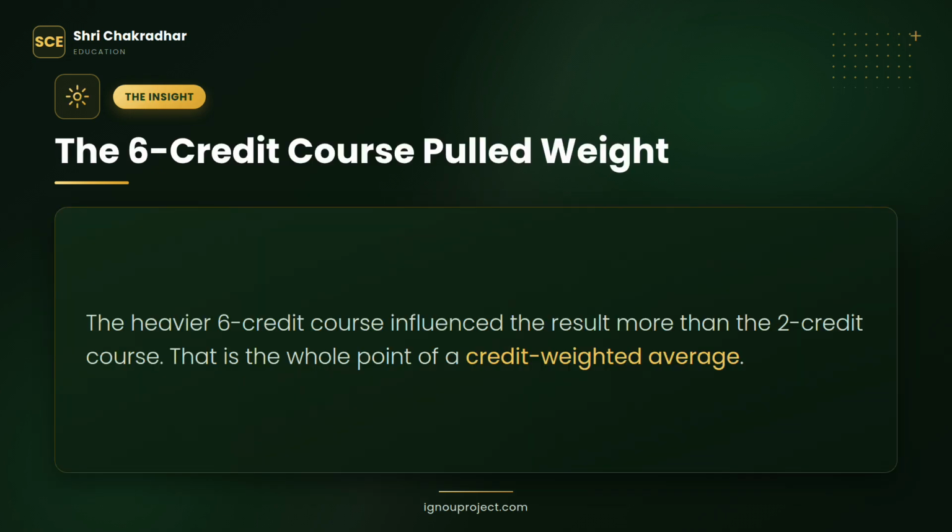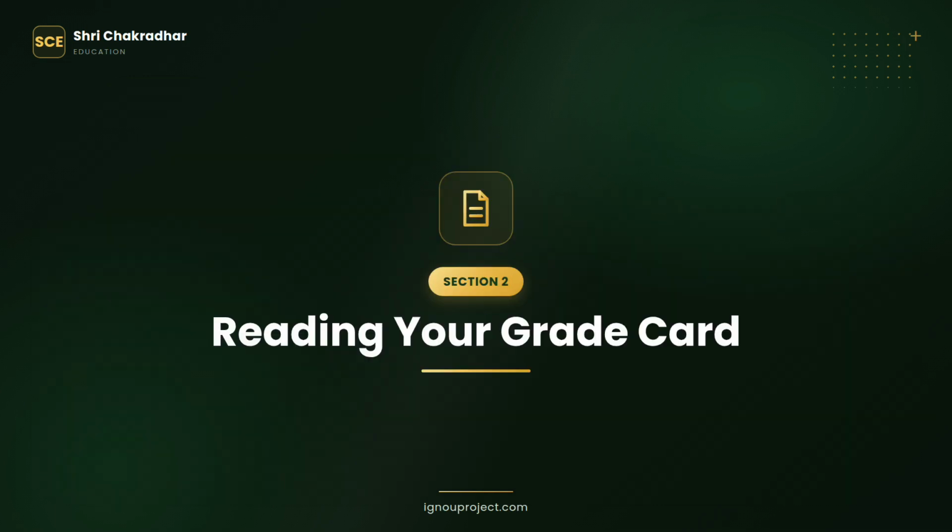Notice how the 6-credit course pulled real weight. That is the whole point of a credit-weighted average. Next, let us see how to pull these numbers from your actual grade card.